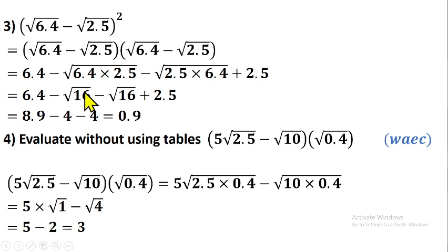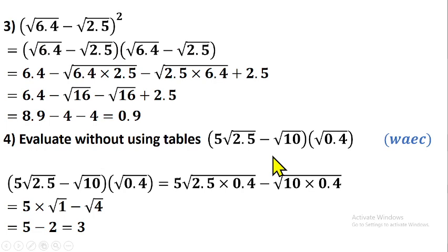So what is surd 16? That will give us 4. Surd 16 also will give us 4. Are we there? So I have added 6.4 plus 2.5. That will give us 8.9, minus 4, minus 4. Then if you simplify that, that will give us 0.9 as the solution to this question as well. This question is a past question. It's a past question.